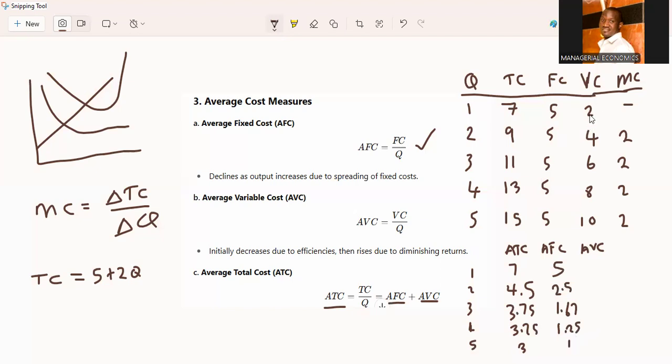Average variable cost. We are dividing this by that. So 2 divided by 1 is 2. 2 divided by 2 is 2. 6 divided by 3 is 2. 8 divided by 4 is 2. 10 divided by 5 is 2. So we have the cost structure, which looks almost something like this.